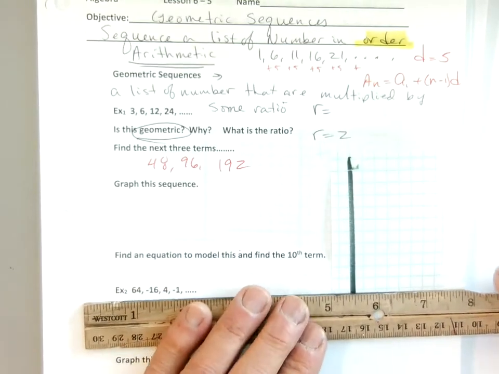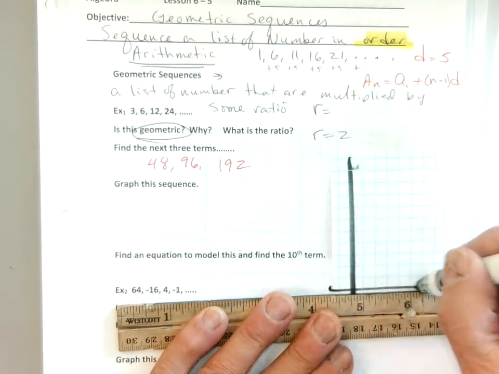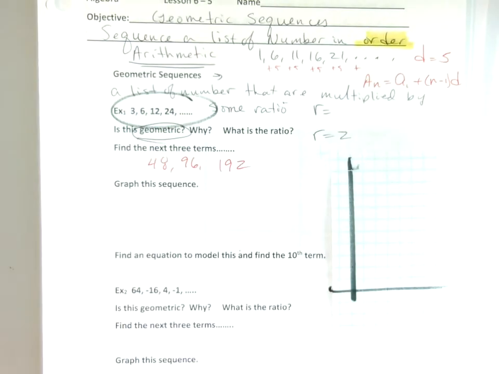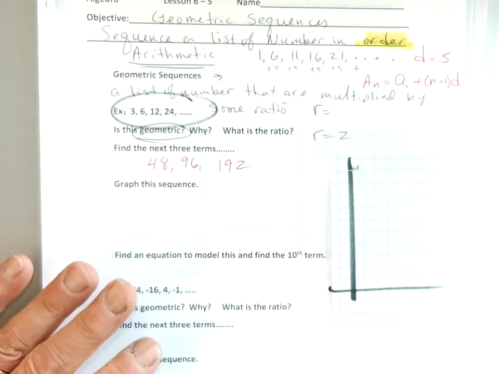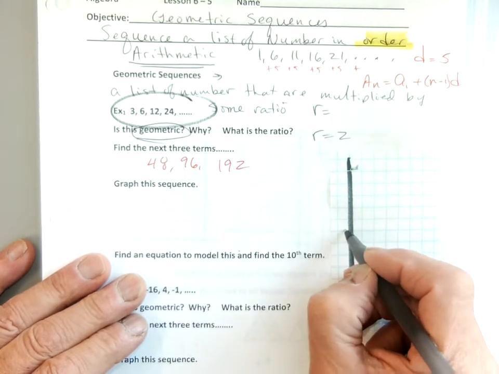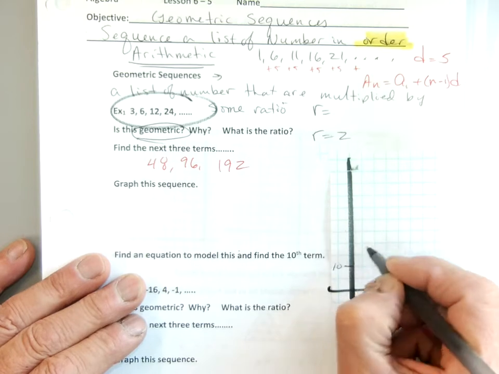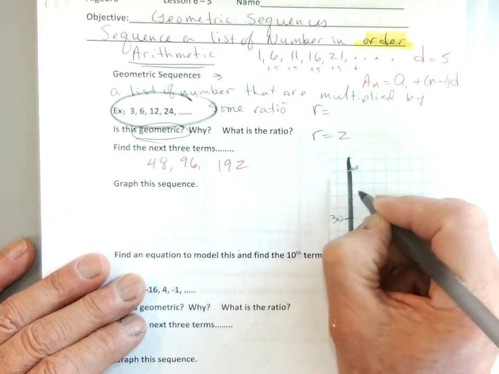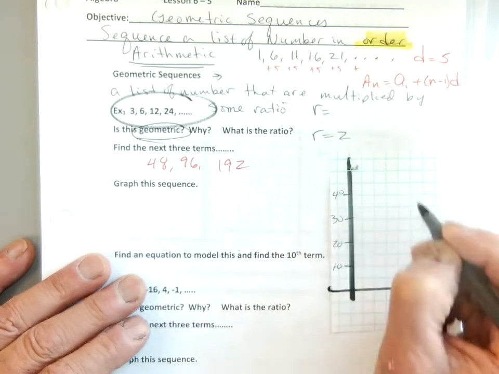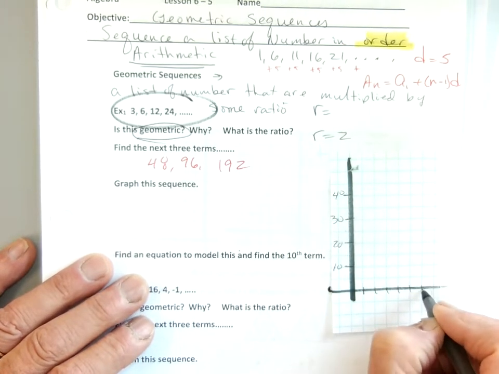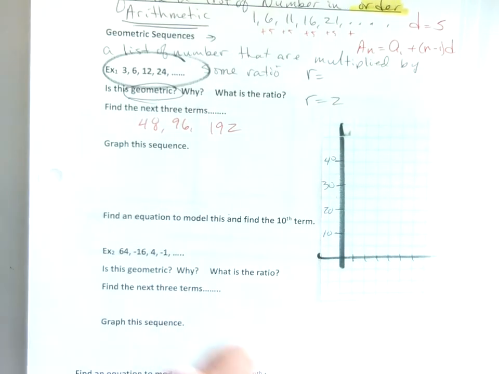Okay. I'm just going to go to 24. So to get up to 24, I'll probably go 2, 4, 6, 8, 10. Maybe I'll go 10 here. 10, 20, 30, 40. Okay, you got that?